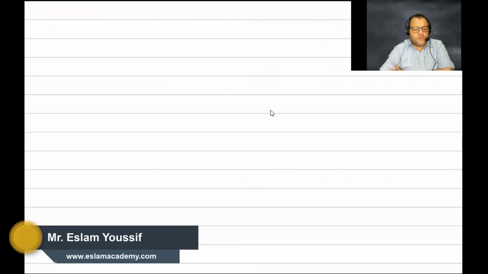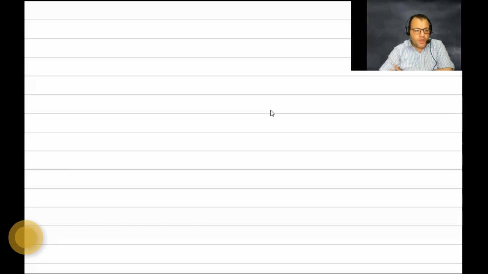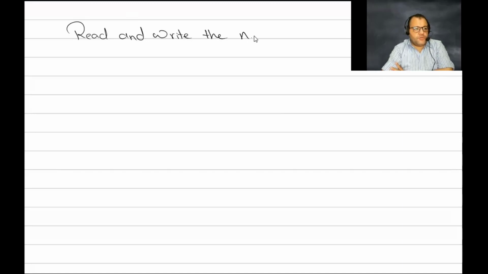Today, inshallah, we are going to learn how to read and write numbers. But before we start, we have three forms to write a number. So our lesson today is about reading and writing the numbers. We need to read and write large numbers. So how can we read them?